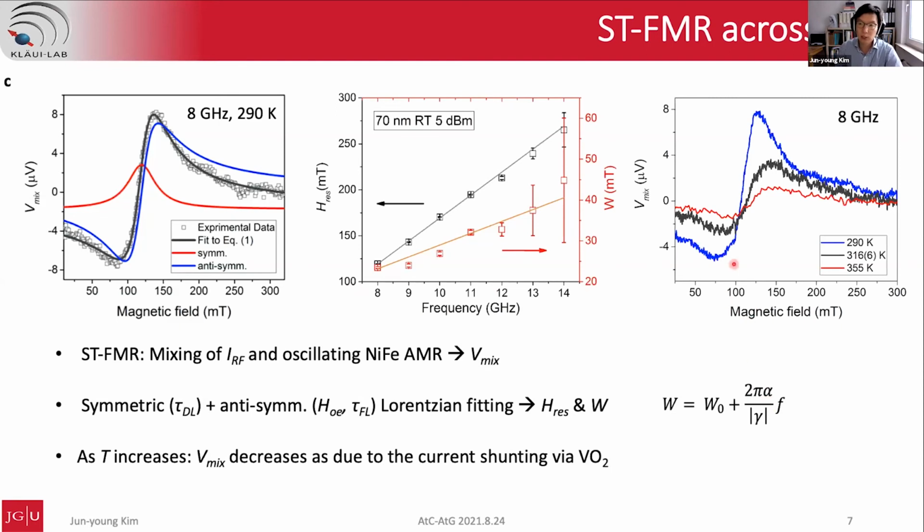But as we then increase the temperature, so this is the room temperature. As we increase the temperature, we see a reduction of the amplitude of the ST-FMR signal. That's because as the temperature increases, the VO2 becomes more metallic, and then more current goes to the VO2. And this AMR signal is proportional to the current going to the nickel iron layer. So hence, this is the reduction of the signal as expected.